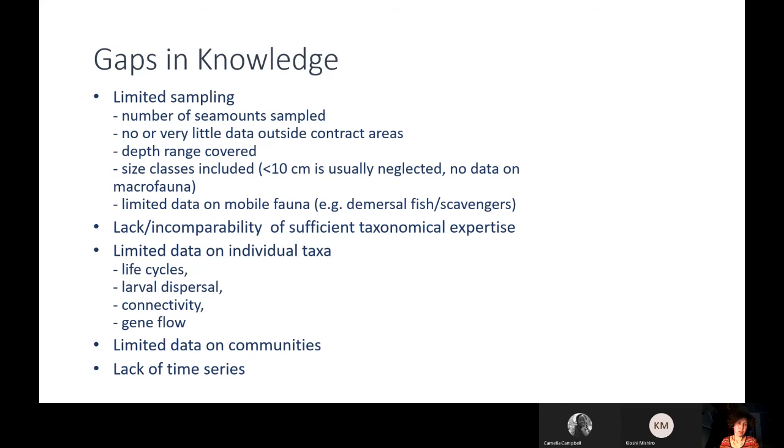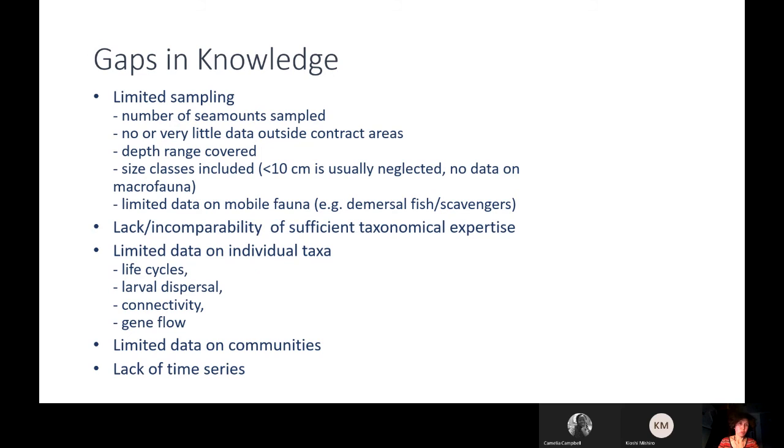Also about the size classes covered, because normally it's much easier to do photo transects and video. Size classes less than 10 centimeters are usually neglected, and there is no data on microfauna, which is very hard to sample on hard substrate, and very little data on meiofauna. We have almost no data on mobile fauna, on demersal fish and scavengers. And it's very hard to compare results, because different specialists are working with different samples in the contract area, and old type specimens are normally not available to taxonomic experts who are working in the contract area.